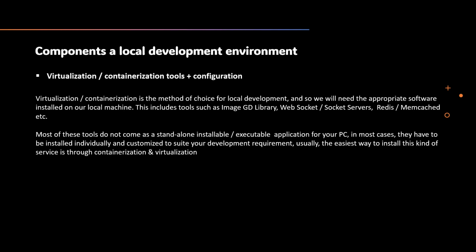So virtualization or configuration is the method of choice for local development. And so we need the appropriate software installed on our local machine. This includes tools such as image GD library, WebSocket or Socket Server, Redis or Memcache. Most of these tools do not come as a standalone installable or executable application for your PC. So in most cases, they have to be installed individually and customized to suit your development requirements.